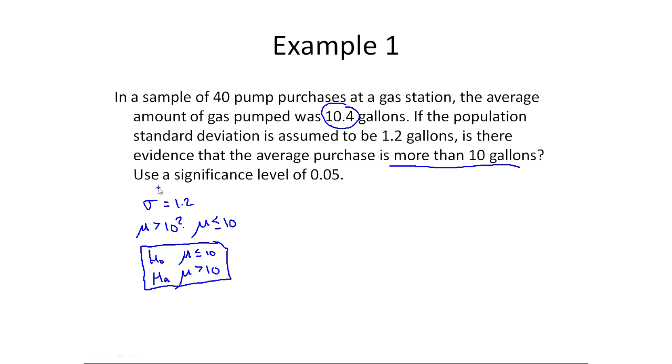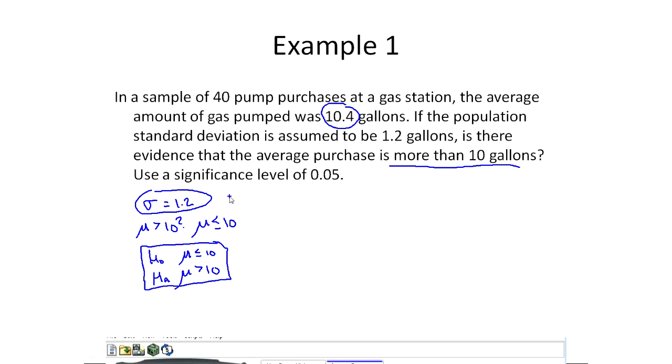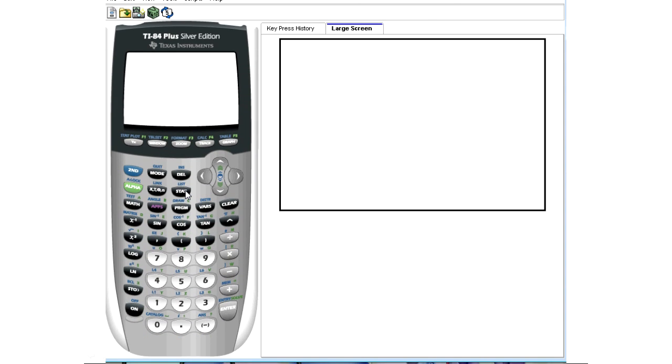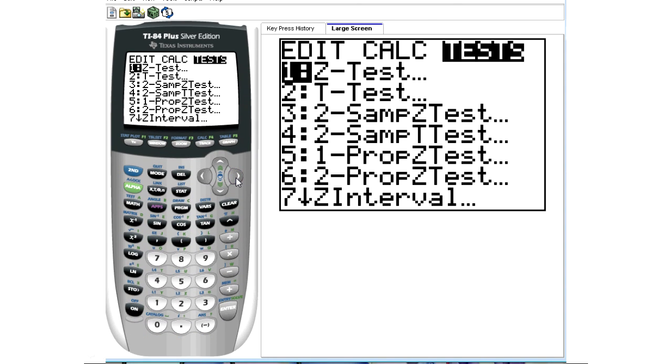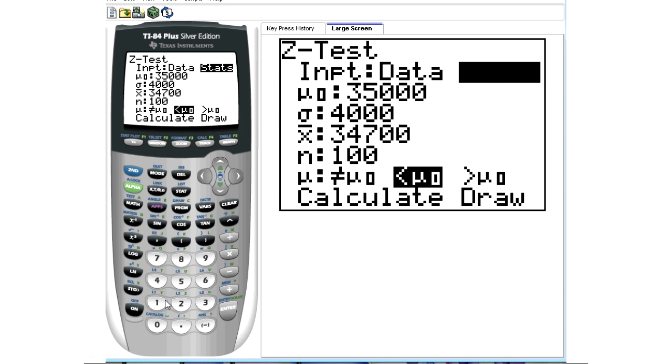Since we have sigma known and we have a large sample size, I'm able to use a Z distribution, a Z test, a standard normal. And so what I do on the calculator is I go to stat and I go to tests, and this is actually number 1, Z test. When you go into your screen for this, the first thing you're going to notice is you have a chance to pick stats or data. You're going to pick stats anytime you have the numbers already calculated for you. You're going to pick data if you need to put a list of numbers in first. Okay, so we're going to pick stats.